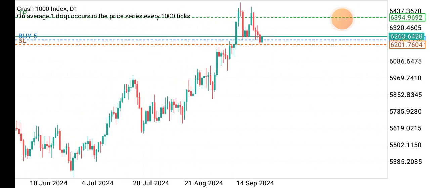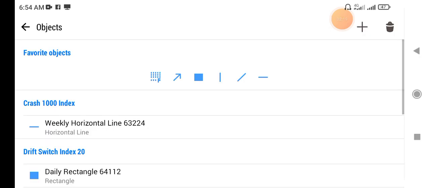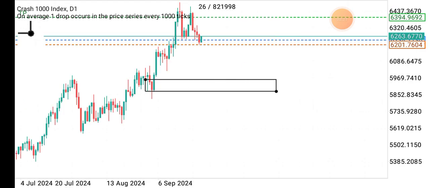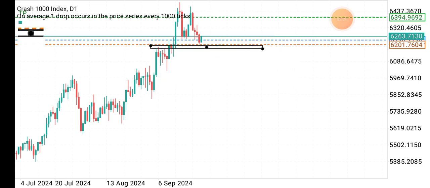I noticed that the market created something like this. Let me show you. This is the zone here. The market created a zone, a strong resistance zone, then later broke above it. Then the market came back to retest this same zone.